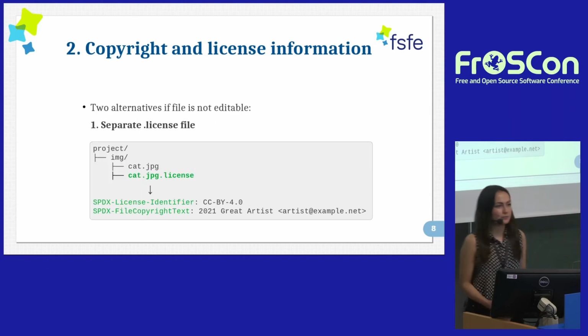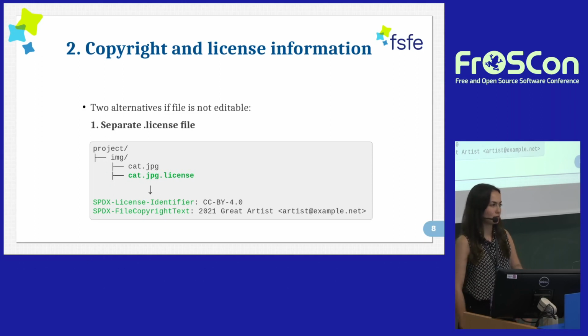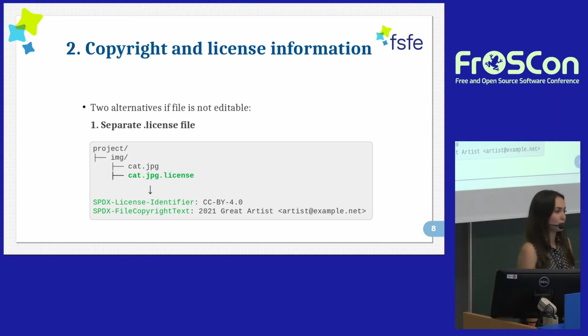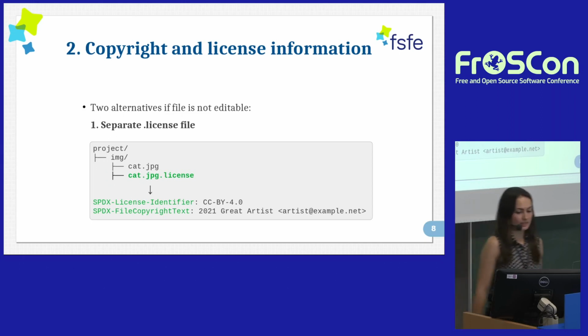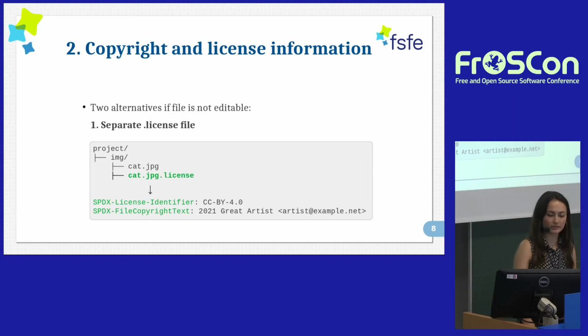And then I know that by now you might be wondering, in my project there are some files that I cannot comment, like images, or some binary files or JSON files. So for this, we have two alternatives. The first one is to create a separate .license file for this specific file. So again, in this example, we have the image of a cat. And then what we're going to do is just create a .license file that we're going to name after the file, as you can see. And then in this separate license file, we're going to add the legal information.